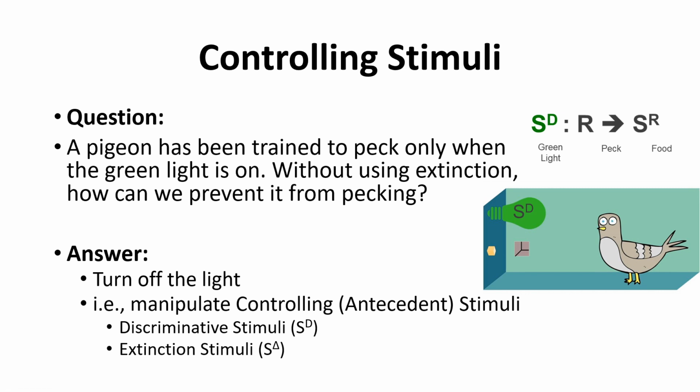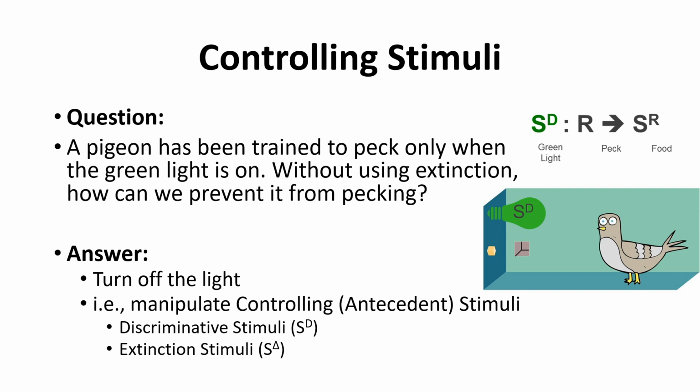For our next step, I want to get you to consider a question. So starting with a situation where we have a pigeon who's been trained to peck when a green light is on. So pigeon in an operant box, they can peck this key when our green light is on, and that green light is a discriminative stimulus that tells us that if they peck that key while the light is on, they will get food as a reinforcer. So if we don't want to use extinction, how can we prevent that pigeon from pecking?